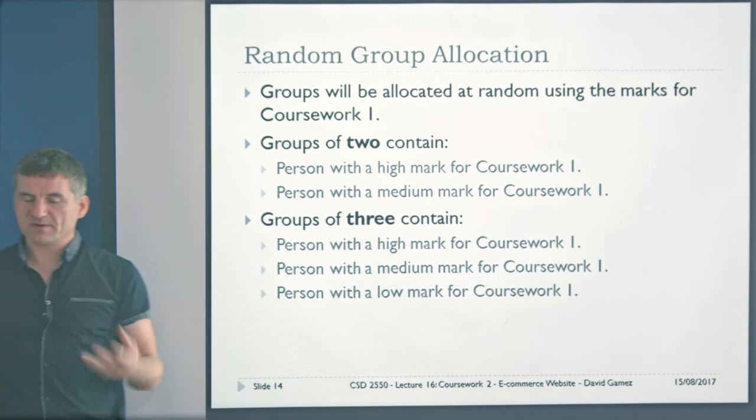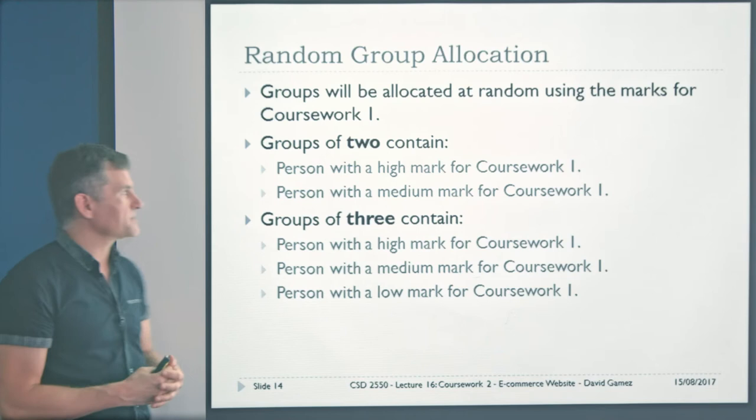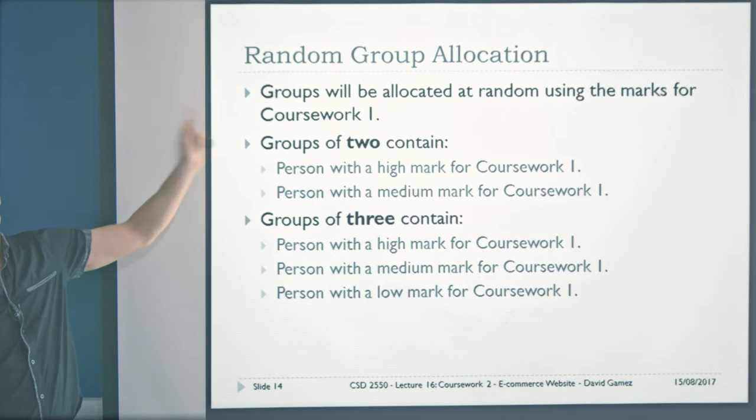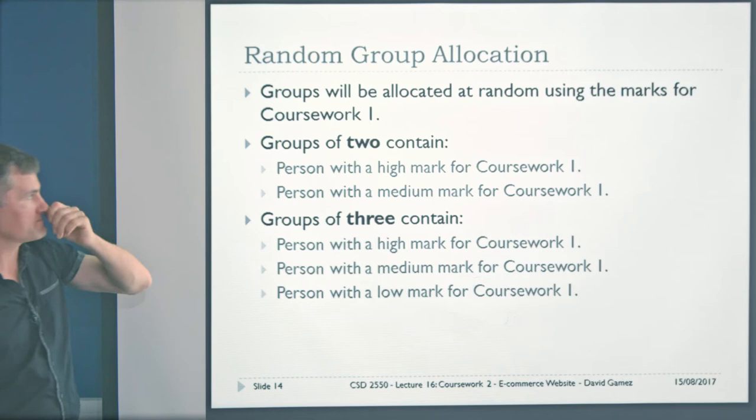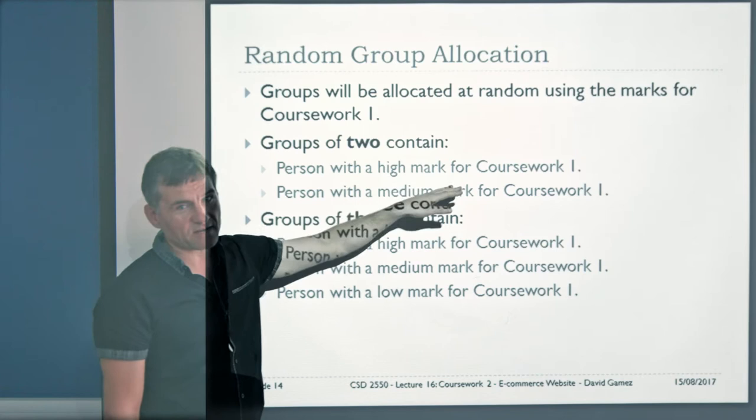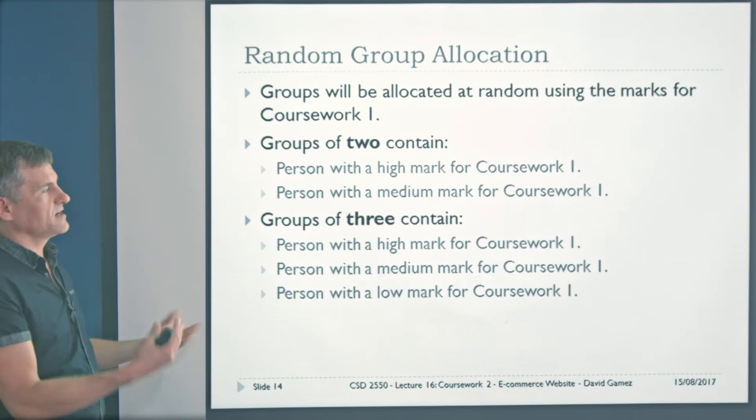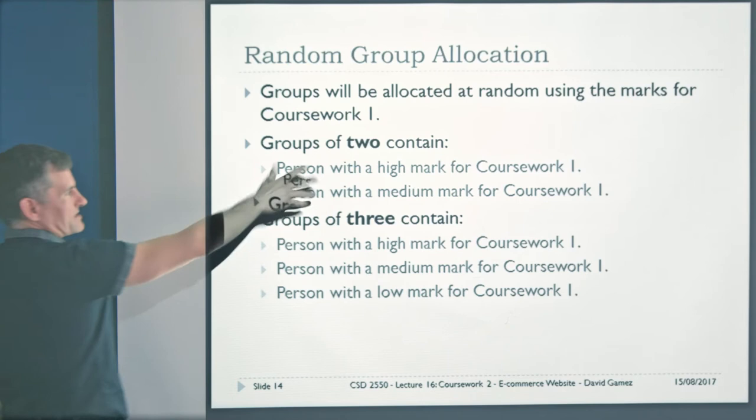And these are going to be mixed ability groups, okay? So we're going to have some groups of two. We're going to use the marks from coursework one, from the first project, to allocate you into groups for coursework two. So groups of two will contain a person with a high mark for coursework one and a person with a medium mark for coursework one. So it's someone who did really well at coursework one and someone who did okay, because in this case, there's only two of you to work on it. So, you know, it's a high and a medium person.